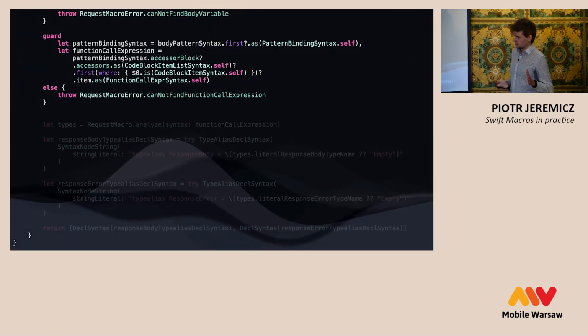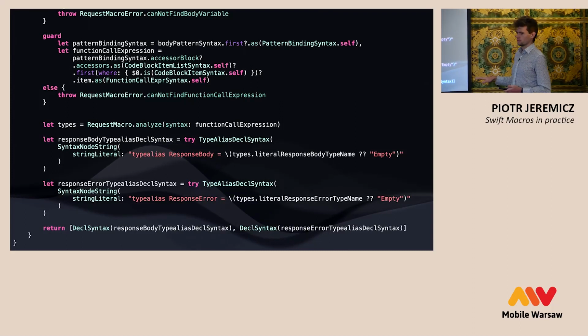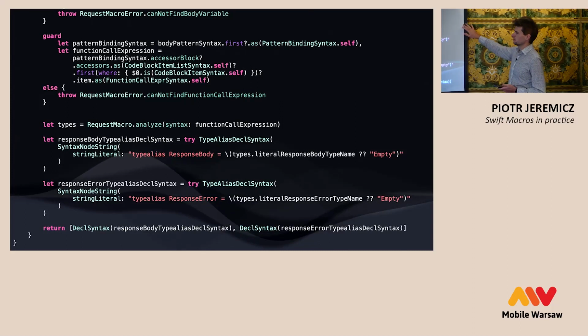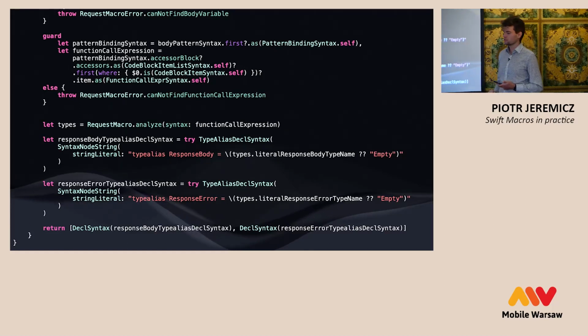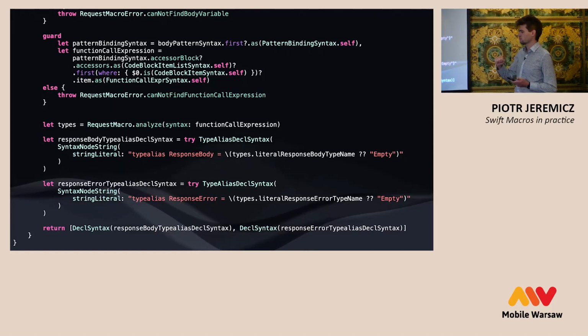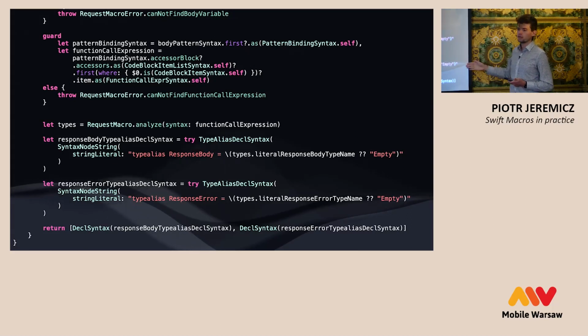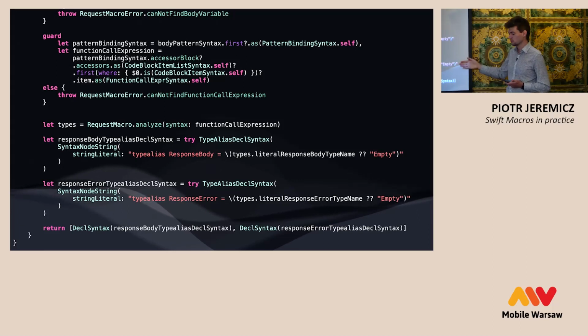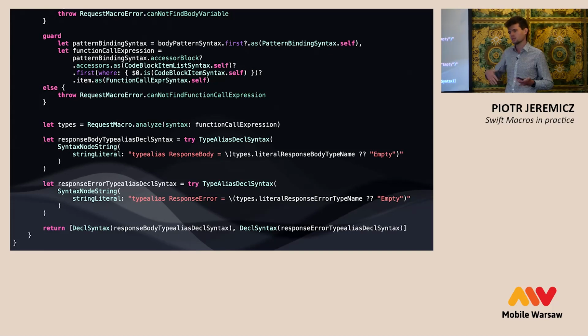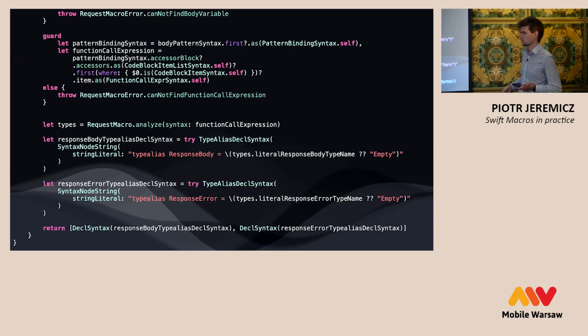So here it will be the last boring part, so don't worry, we will not have more code here. Here we have the analyze function that will find for us the types of literal response body and literal response error type names. Of course, it's nice to provide some base implementation, yes? So if we do not find it, there should be some type that will be the default one. In my case, this is empty. So if some response body is empty, it means that I do not care about the body. It's not for me right now.